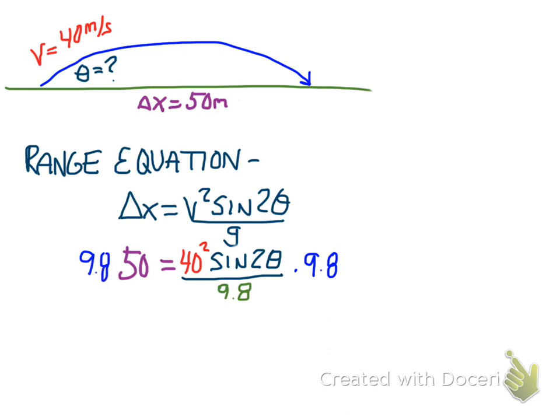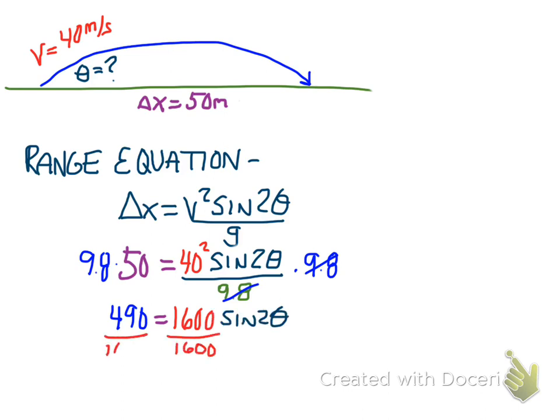We want to get that 9.8 out of there by multiplying both sides by 9.8. And we get 490 equals 1600 sine 2 theta. We divide both sides by 1600, and we get 0.306 equals sine 2 theta.